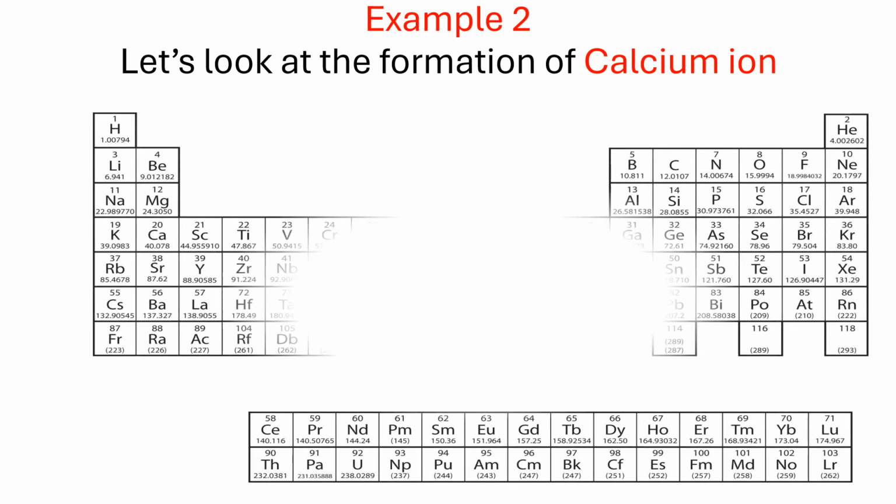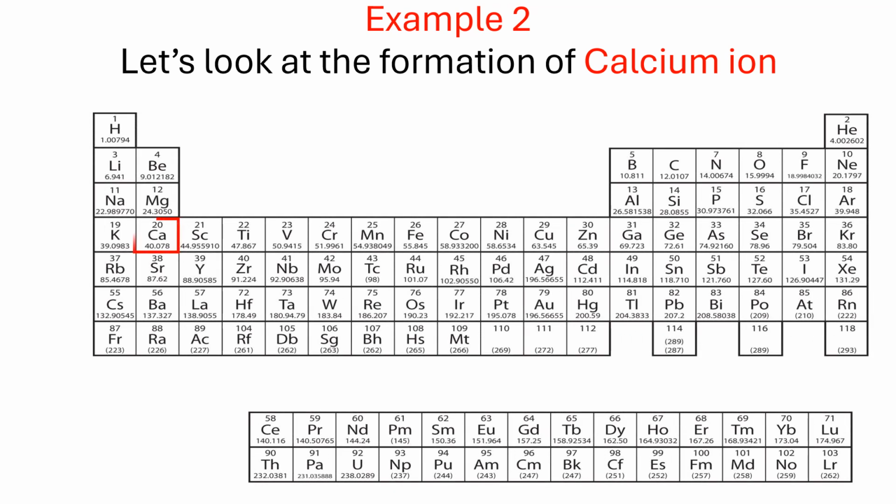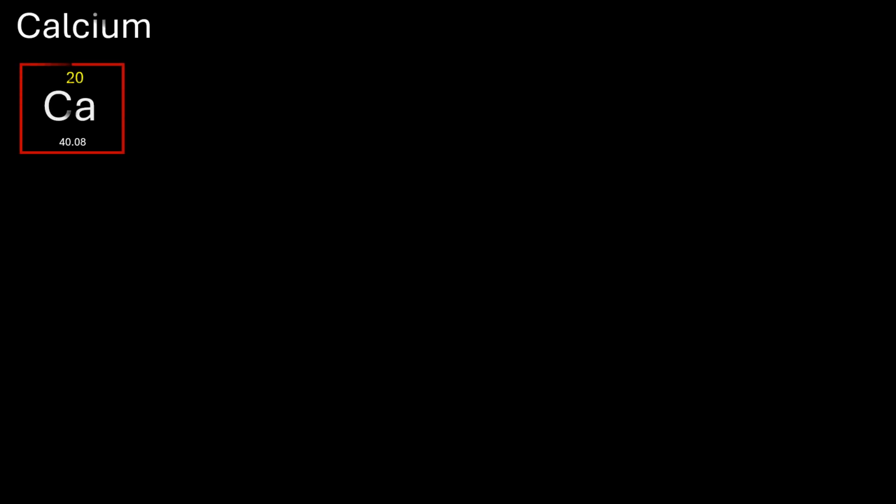Let's look at our second example, which is formation of calcium ion. Let's bring the periodic table. There is calcium. Calcium is in group 2A, so it's an alkaline earth metal. So we expect calcium to have 2 valence electrons. And it's in period 4, so we expect to see 4 energy levels filled with electrons. The last energy level should have 2 electrons based on calcium's position on the periodic table. Let's take a closer look.